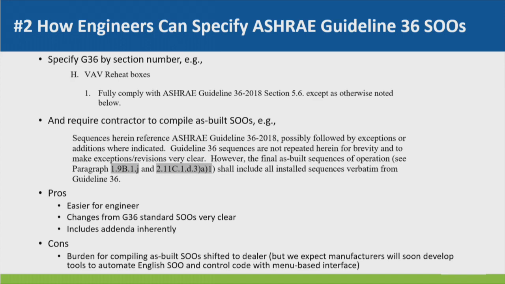So we're sort of shifting that burden. So it's easier for the engineer. The changes to the guideline are very clear. So you'll say like, fully comply with this except, and then you can say whatever exceptions you want. It includes addenda inherently, because you just say use Guideline 36, whatever the latest one is. The cons are the burden of compiling the as-built sequences is shifted to the dealer, and that is something that they're not going to like too much.